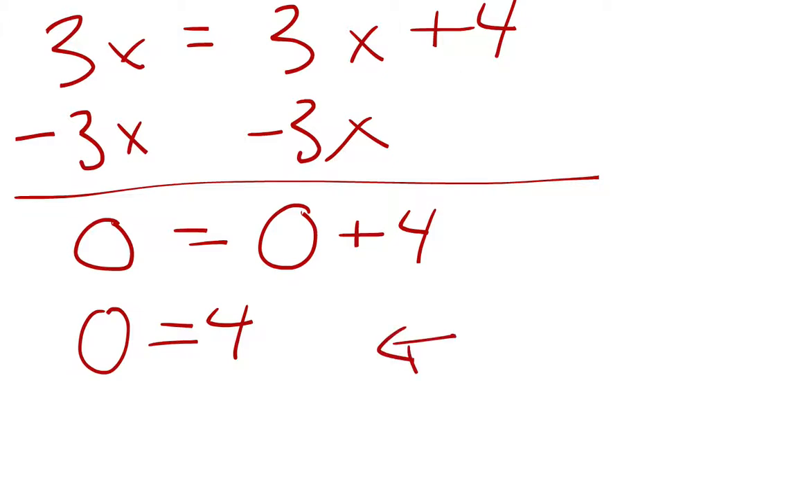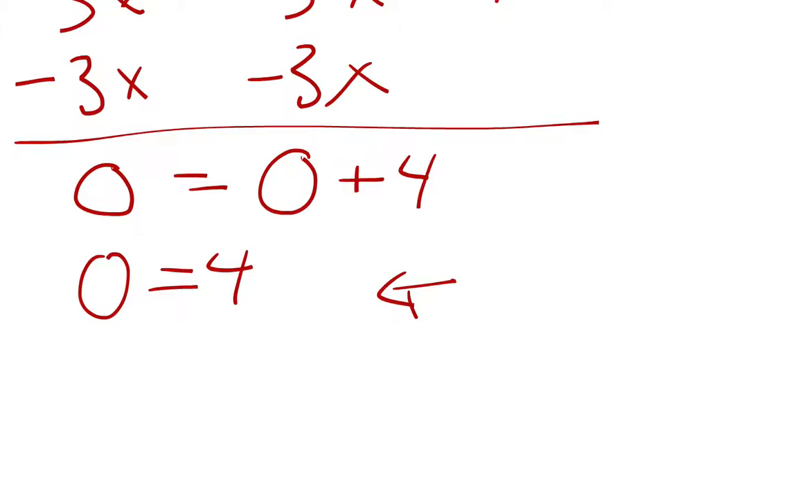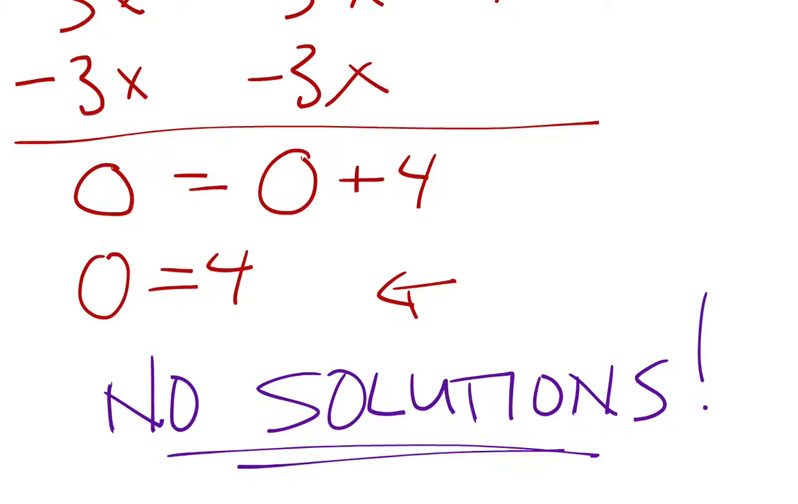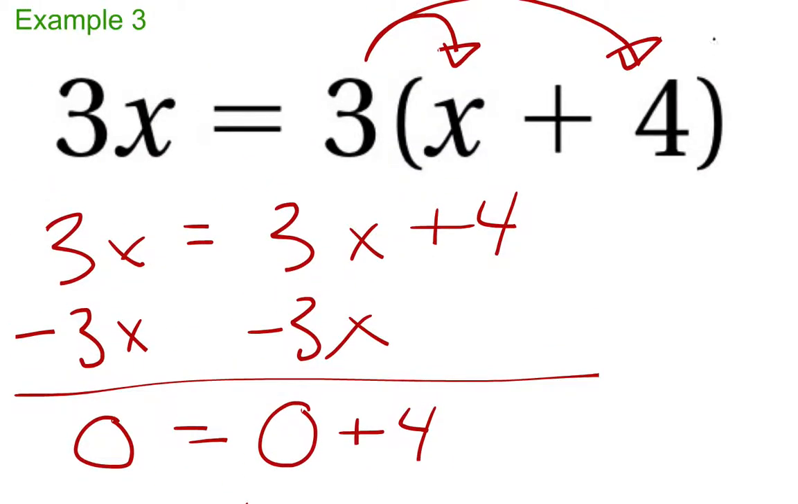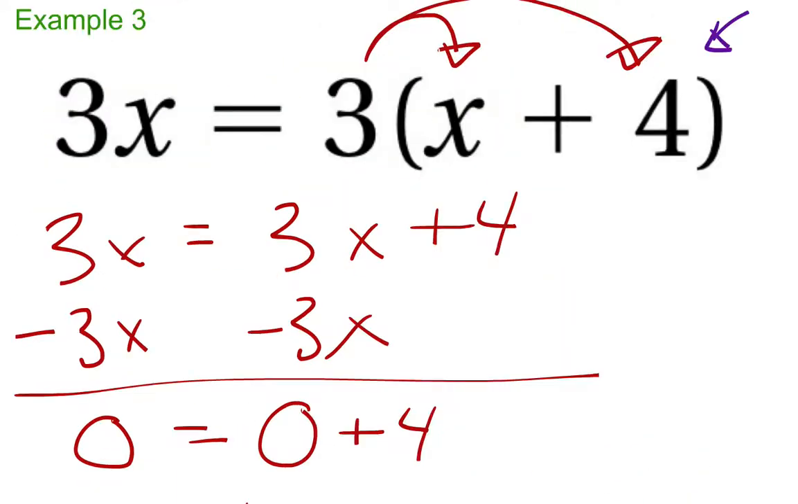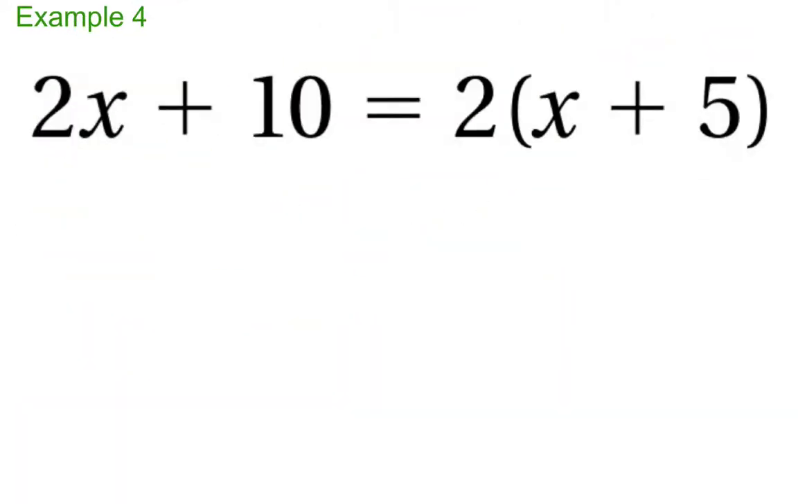That's not a true statement. That's incorrect. 0 does not equal 4. Therefore, the answer to this problem is no solutions. What that means is there is no value for x where this top equation will be correct, will be true. So you can put in any number that you want for x, and that equation will never be true. That's what it means. Let's go to the next example, which I'm pretty sure you've seen before.